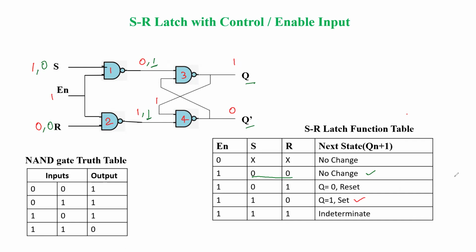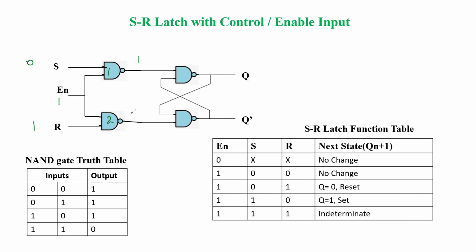Now we can take the other condition, the reset. In case of reset, we take S as 0 and R as 1, and enable is already 1. We are using the active high enable. So now the input is 0, 1 to NAND gate 1. What will be the output? The output should be 1. And for NAND gate 2, both inputs are 1.